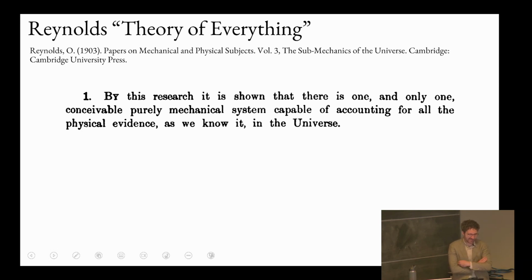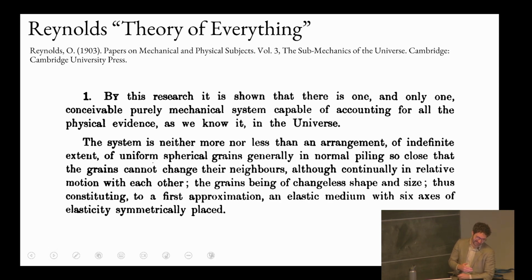This Reynolds transport theorem comes from one of Reynolds's last papers, from 1903. So this was after he did his obviously very famous Reynolds number stuff. He wrote this thing called the Submechanics of the Universe, and it's about 300 pages long. It's a really interesting thing. This 300-page document opens by saying that by this research it is shown that there is one and only one conceivable purely mechanical system capable of accounting for all the physical evidence as we know it in the universe. If that sounds like a hot take, it really is a hot take.